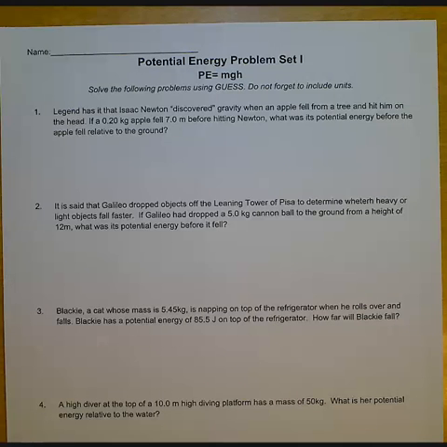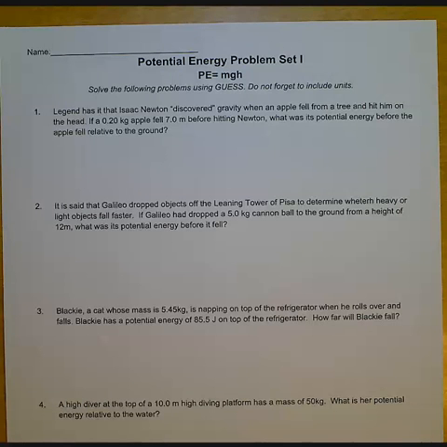Hi, today we're going to talk about potential energy problem set 1 worksheet. The equation for this worksheet is PE, potential energy, equals mgh, so that's mass times gravity times height. Remember, while we're doing this worksheet, you want to use the GUESS method, so you'll write down your givens, your unknowns, your equation, you'll substitute, and finally you'll solve. And of course you will include a unit.